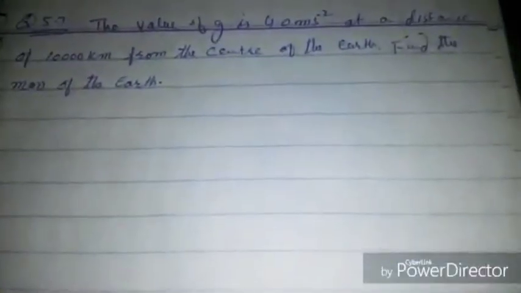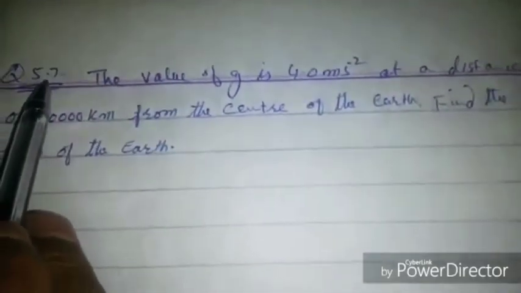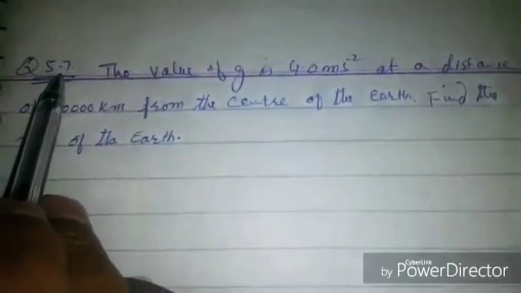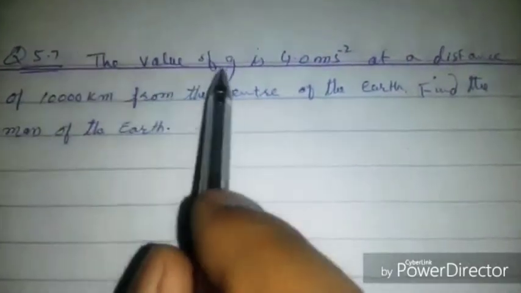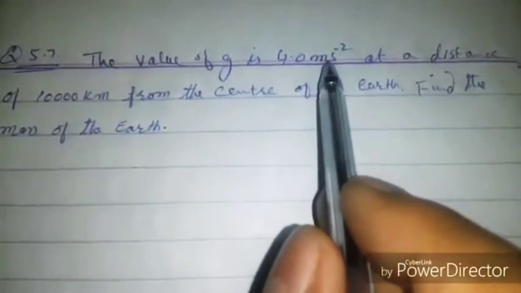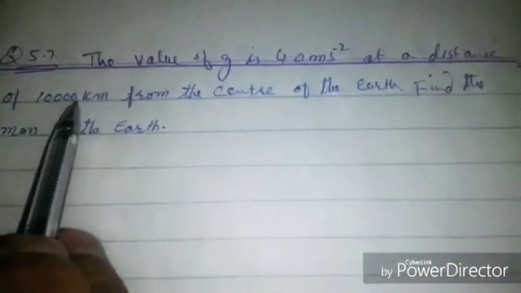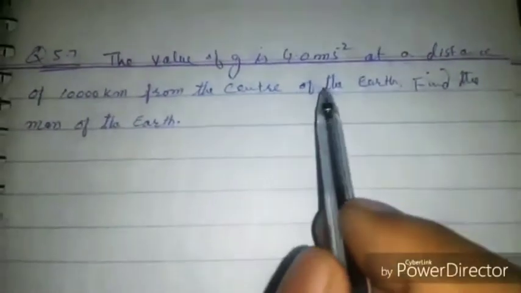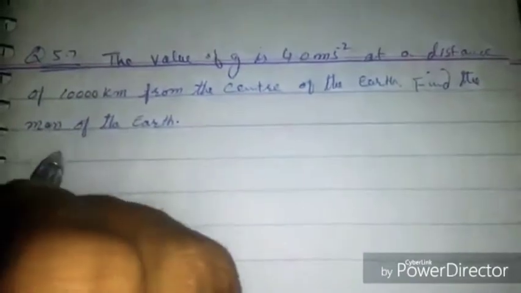Rahim. Today we are going to solve numerical problem 5.7 from 9th class, chapter number 5, the force of gravitation. The value of g is 4.0 meter per second square at a distance of 10,000 kilometer from the center of the earth. Find the mass of the earth.